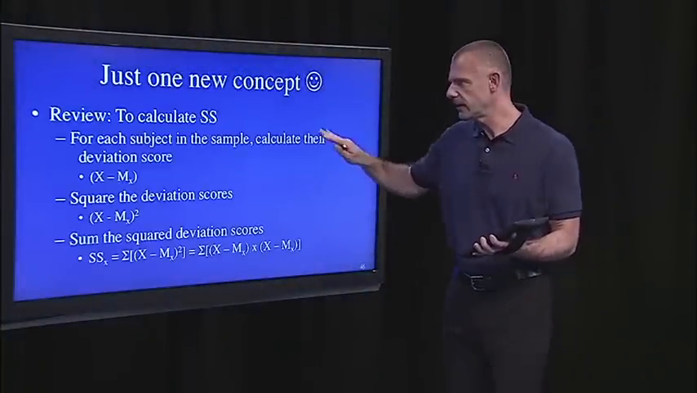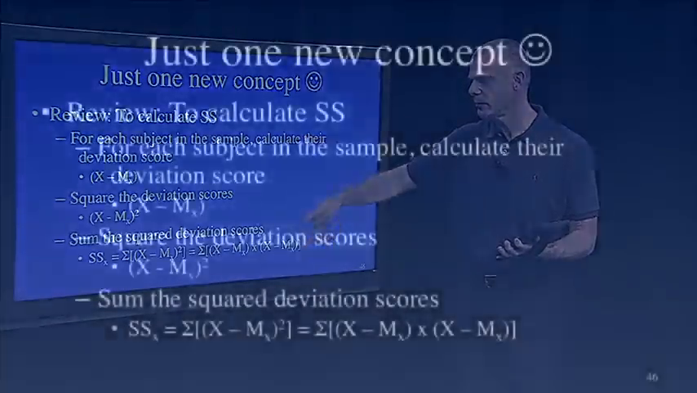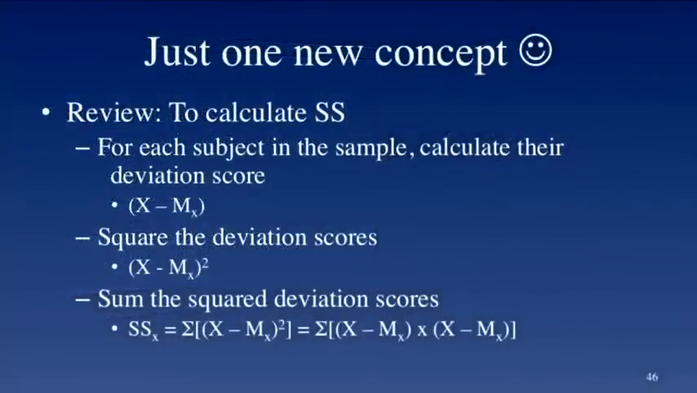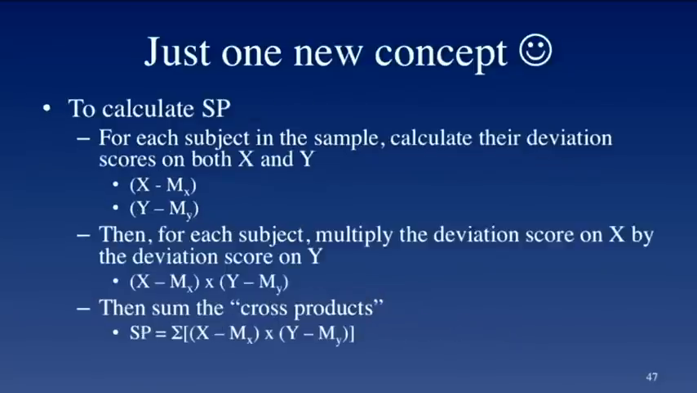So remember, to calculate sums of squares, we went through this process. We calculated a deviation score for each game, or here I said subject, but it's each game or each case in the sample. We squared them, we summed them to get sums of squares. You do the same exact thing to get the sum of cross products. Except now we're dealing with two variables, right? Because we're correlating x and y.